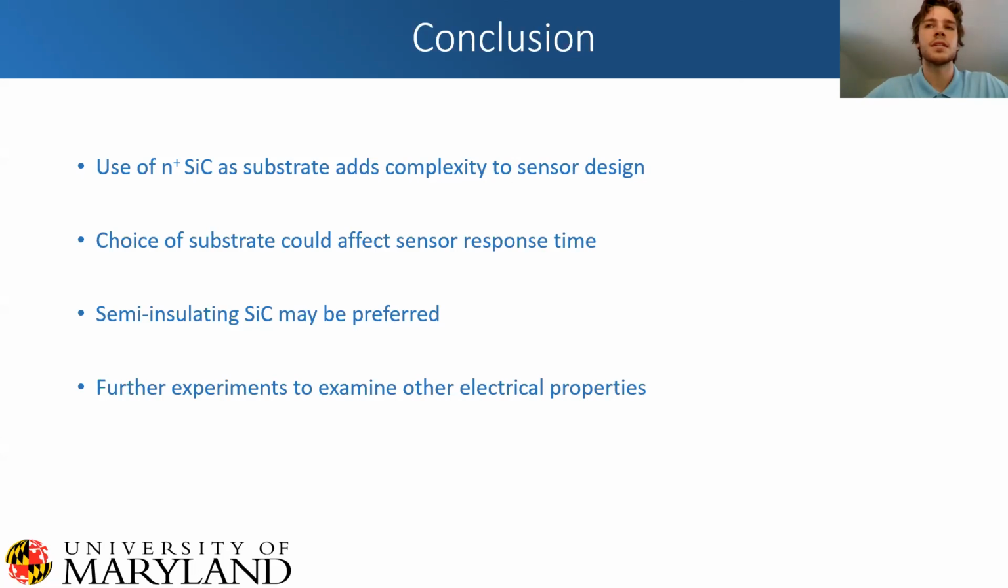And then semi-insulating SiC may be preferred because it doesn't have the complexity from the dual regime. And in fact, it is preferred, and it is generally what scientists in labs, including the Daniels lab, are moving towards. And further experiments could be conducted to examine other electrical properties, specifically the Hall mobility, and see if there's a difference in the Hall mobility between the two substrates.